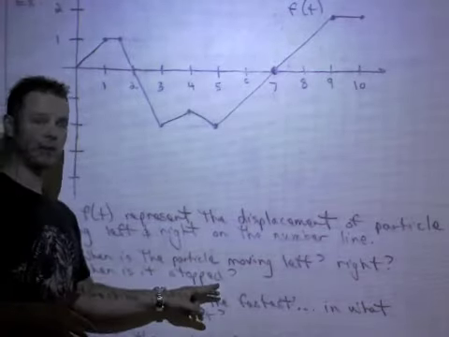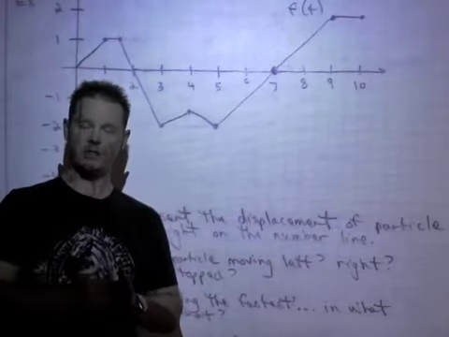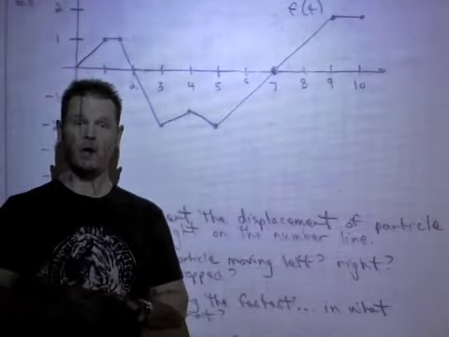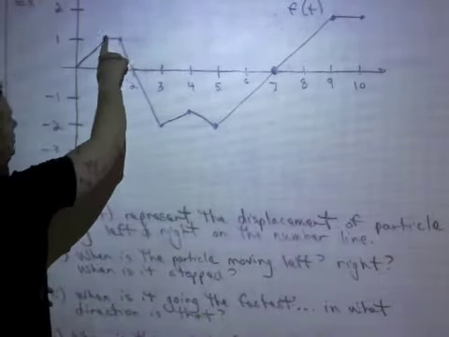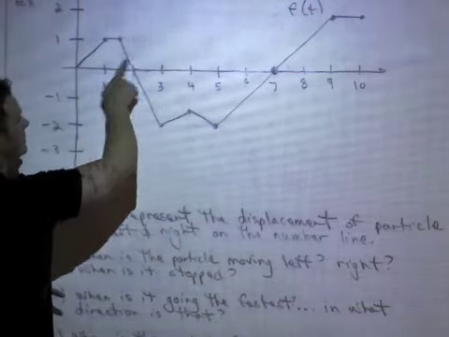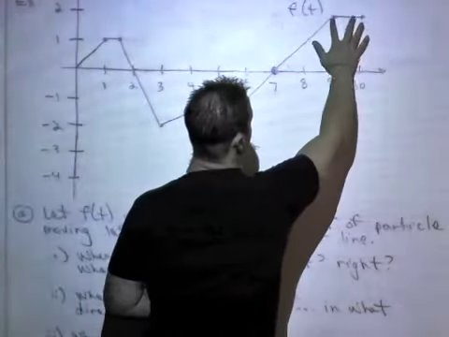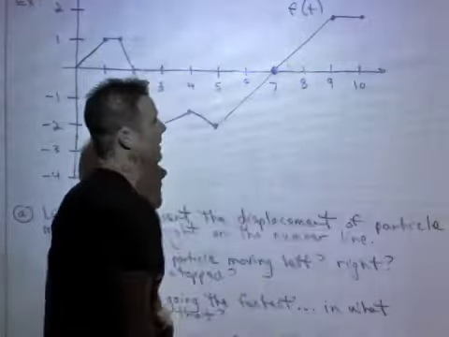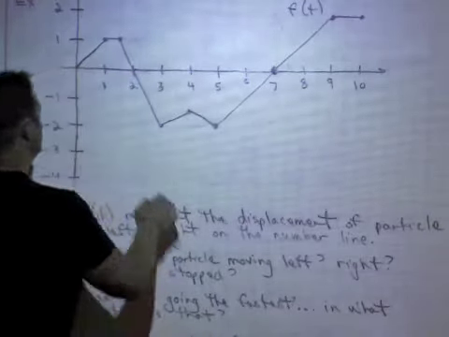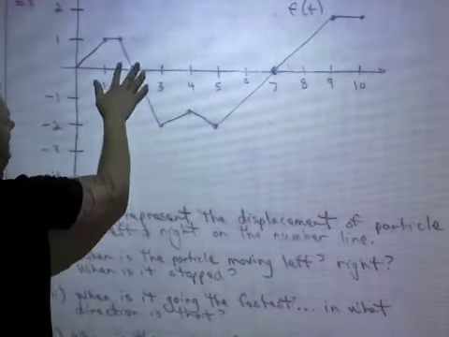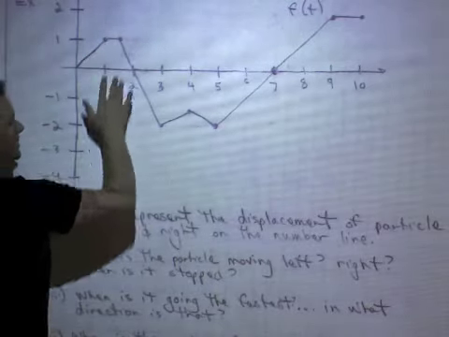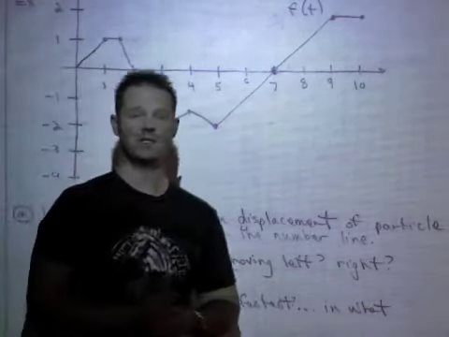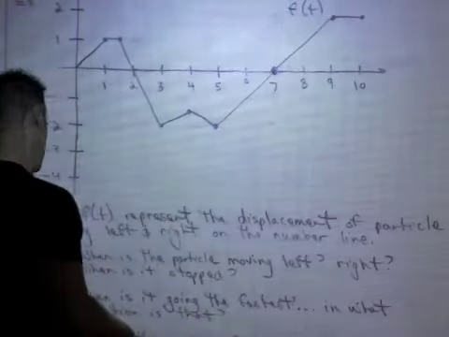When's the particle stopped? The particle will be stopped when the velocity is 0, or the rate of change is 0. So that's going to be on these sections where the graph goes flat. So right here, and on this interval right here. That makes sense because in this half a second time interval, you can see that the displacement doesn't change. If the displacement doesn't change, that means the particle's not moving.